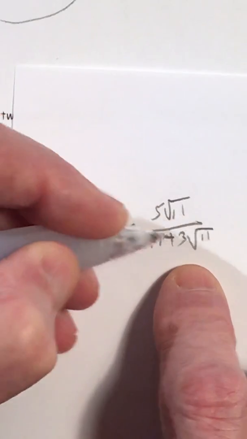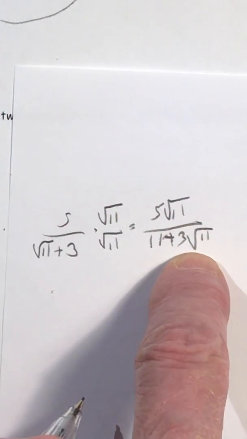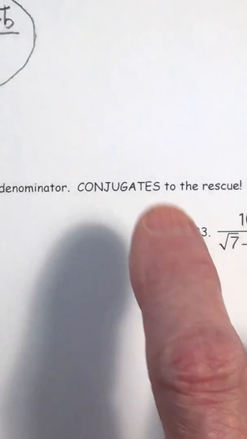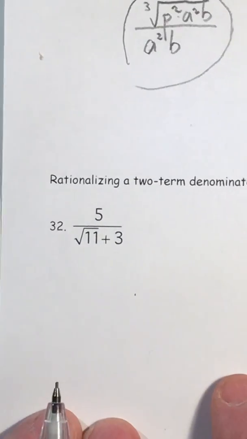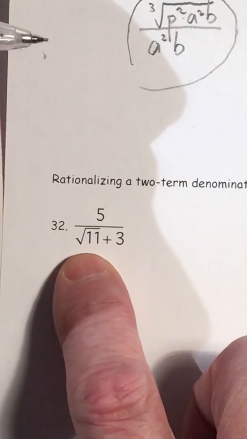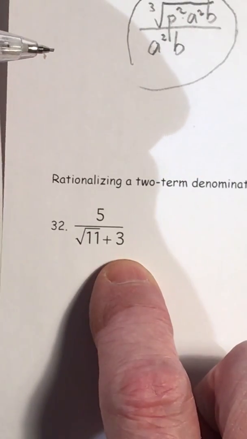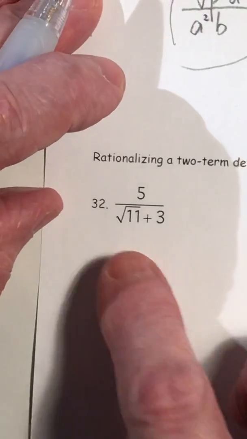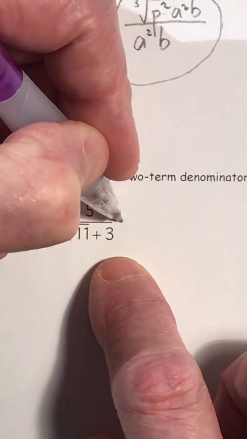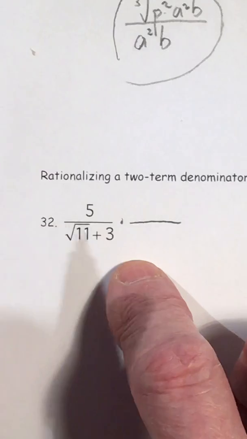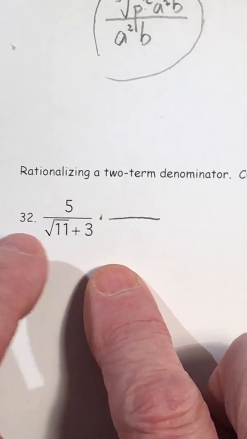the daggone square root. It doesn't go away. So there must be a special trick for these, huh? Yes, there is a special trick for these. It's called using the conjugates. When you have a two-term denominator like this, a square root plus or minus another number, or square root minus a square root, anything at two terms in the denominator, remember you can use the conjugate to get rid of the radical sign.